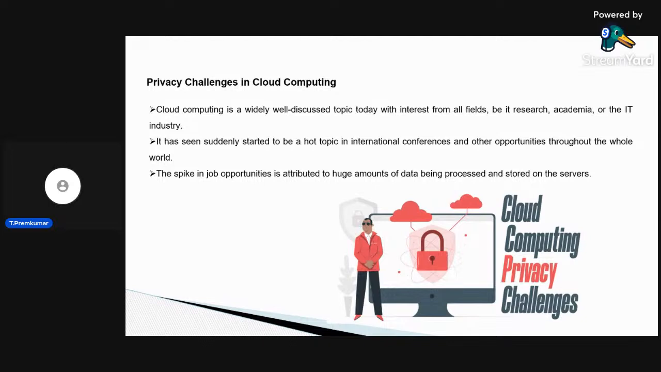Cloud computing is a widely discussed topic today in all fields, be it research, academia, or the IT industries. It has certainly become a hot topic in international conferences and other opportunities throughout the whole world. The spike in job opportunities is attributed to the huge amount of data being processed and stored on servers.